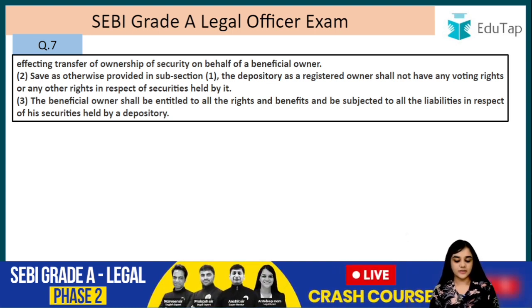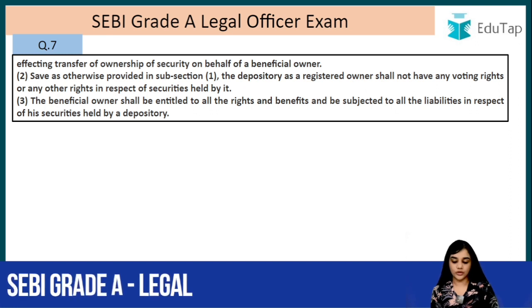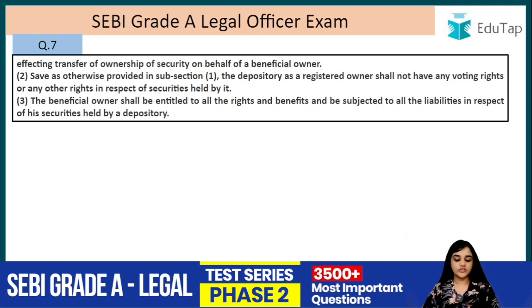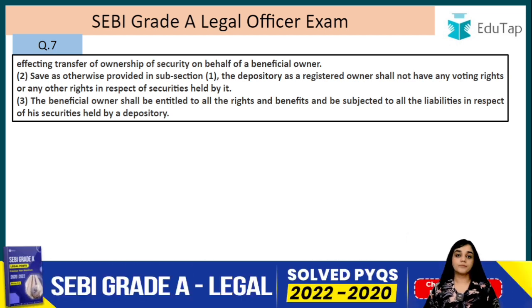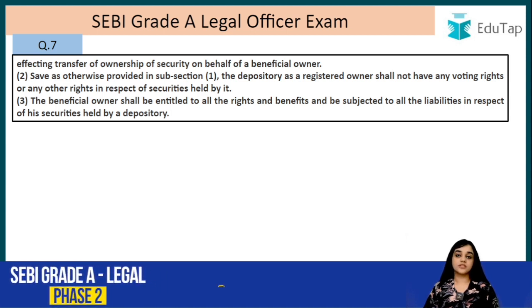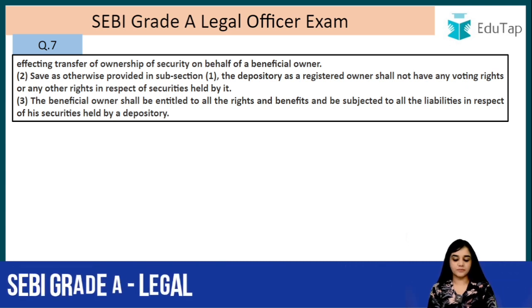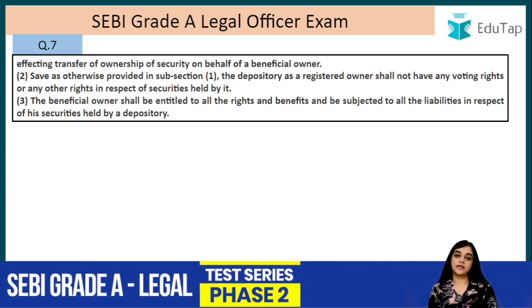Save as otherwise provided in subsection 1, the depository as registered owner shall not have any voting rights. So he is not given any voting rights or any other rights in respect of securities held by it. The beneficial owner shall be entitled to all the rights and benefits and be subjected to all the liabilities in respect of securities held by a depository. So all the rights, all the liabilities of the securities, they rest with whom? They are with the beneficial owner only. So the beneficial owner shall be entitled to all the rights and benefits, and he also will be subjected to the liabilities in respect of his securities held by a depository.